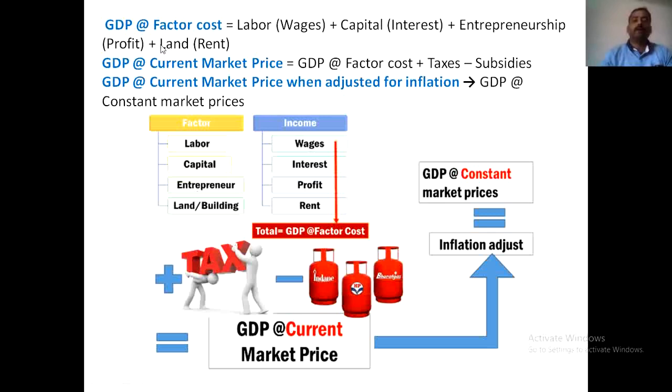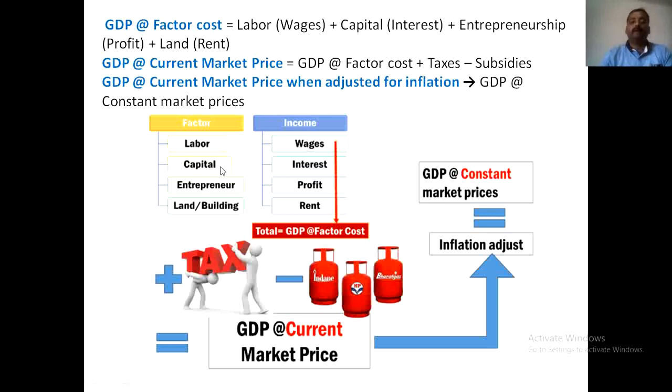Now, how can we calculate GDP at factor cost? We'll see. Now, the labor. Okay. For the labor, we need to pay wages. So here, on the right hand side, in front of the factor, I mentioned the incomes. Labor earns wages. Wages means salary. The laborers work in industry, organization, or in any government establishment or semi-government establishment, and they earn daily wages, or weekly wages, or monthly wages. So labor earns income in terms of wages.